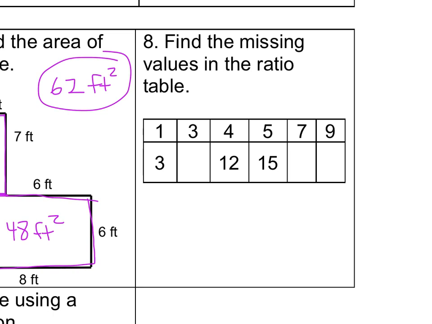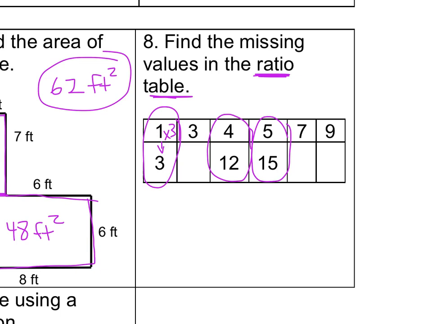These are big boy, big girl tables, right? Ratio tables are using multiplicative relationships between the numbers. So 1 to 3 is times 3, right? 1 times 3 gives you the bottom number. And then I can check that over here. Does 4 times 3 give me 12? Does 5 times 3 give me 15?